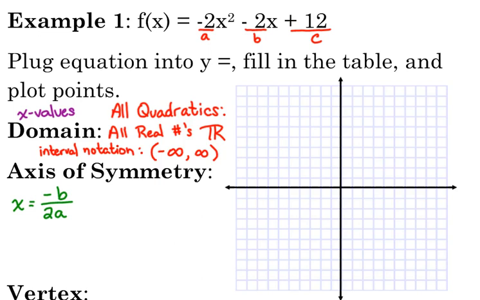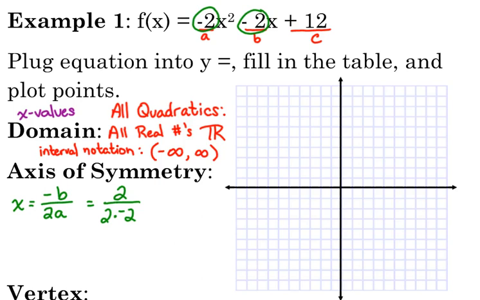So, when I say negative b, that means you change the sign of what your b is. So in this case, b is already negative. B is negative 2, so when I plug it into this equation, it changes to positive 2. A is also negative 2. So we've got 2 over 2 times negative 2.